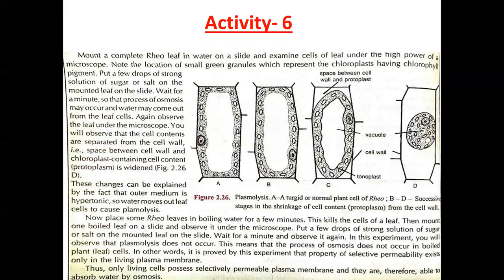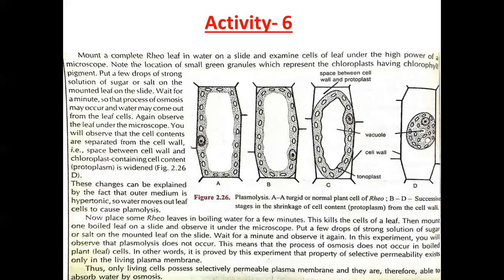Again, observe the leaf under the microscope. You will observe that the cell contents are separated from the cell wall. That is, the space between the cell wall and the chloroplast-containing cell content, protoplasm, is widened. You can see this in the diagram too. These changes can be explained by the fact that the outer medium is hypertonic, so water moves out of the leaf cells to cause plasmolysis.